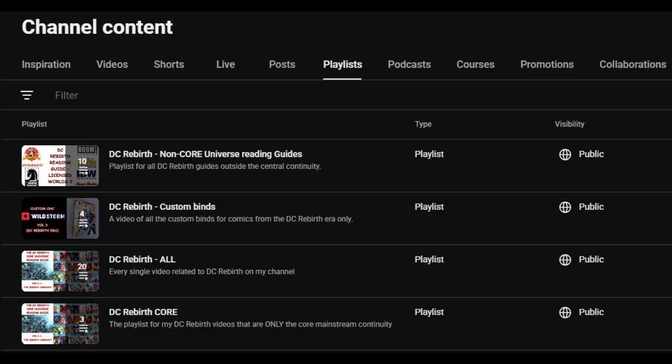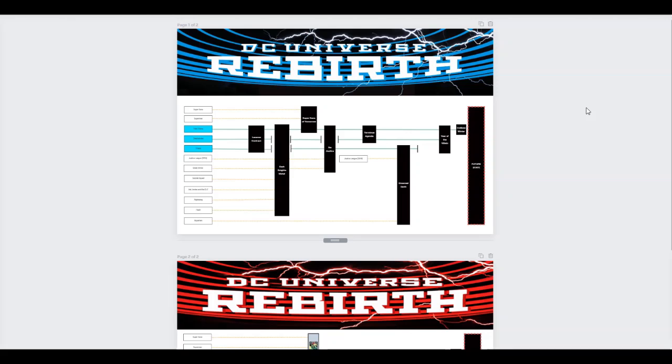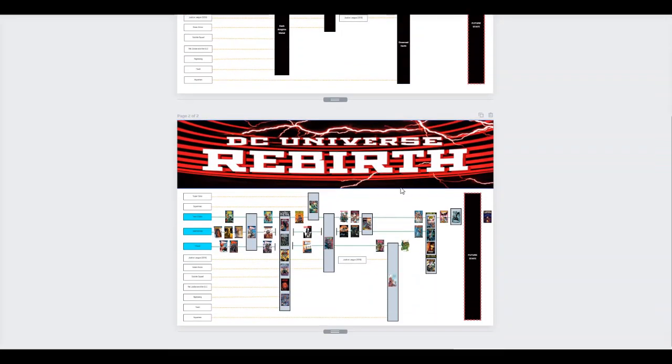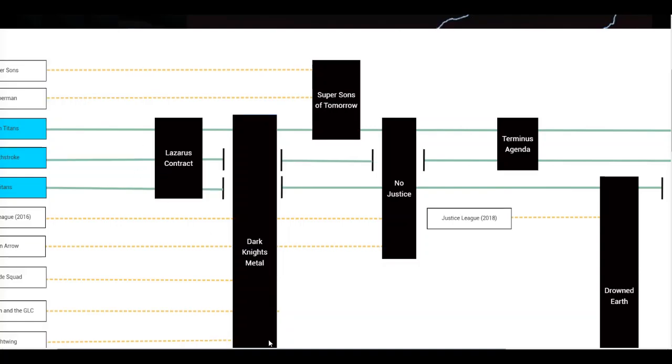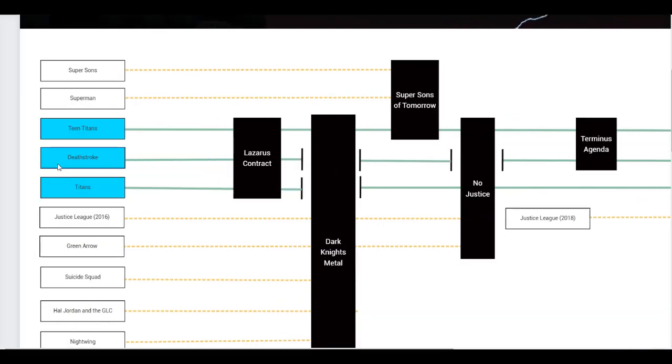Right, without any further ado, let's look at the Teen Titans part of this universe, and let's look at Deathstroke. And here we are, back at the map again. As per normal, we've got the specific map for the Teen Titans corner of the core DC Rebirth universe. We have the overarching strategic view at the top, and then we're going to go into the granular trade paperback view at the bottom.